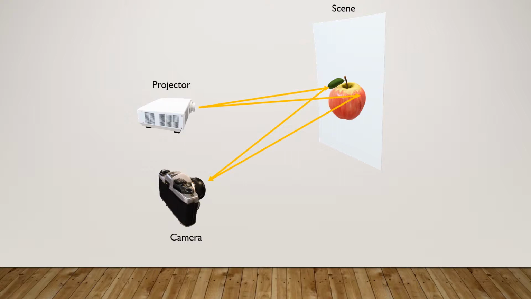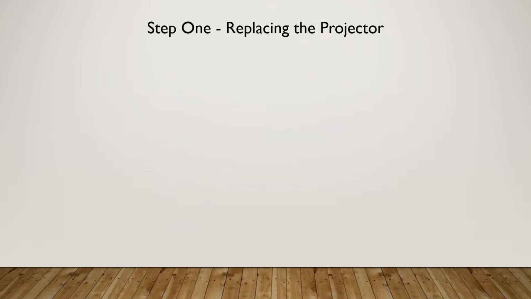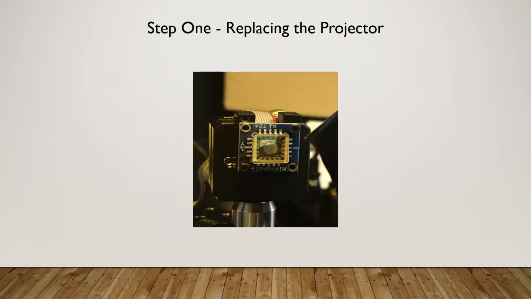MEMS stands for Micro Electromechanical System. For my project, I use a MEMS mirror as shown, and the red circle is the mirror itself. I used software to electrically control the tilt of this mirror to replicate the accuracy of a projector illuminating a scene.